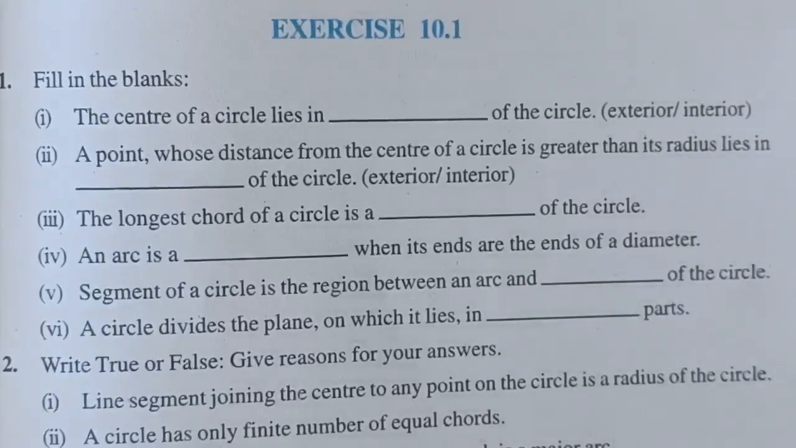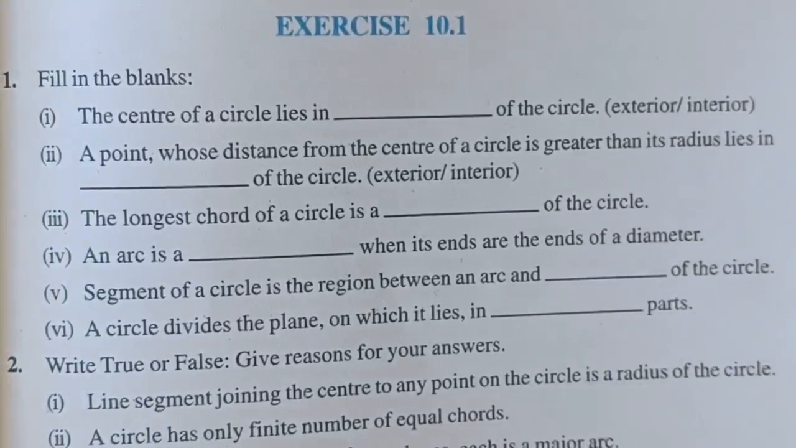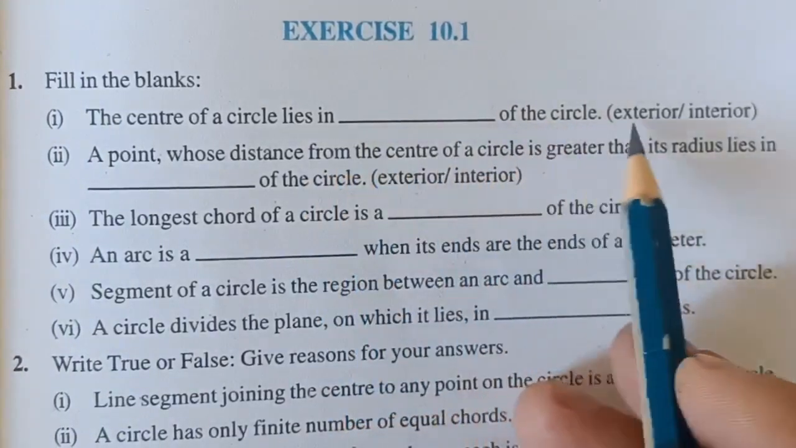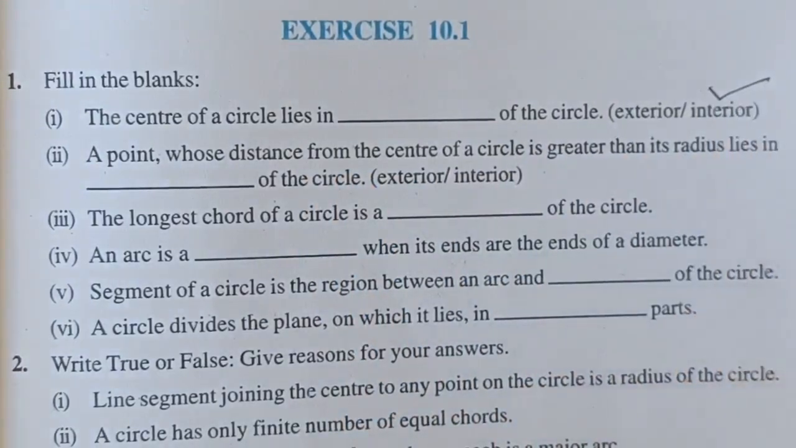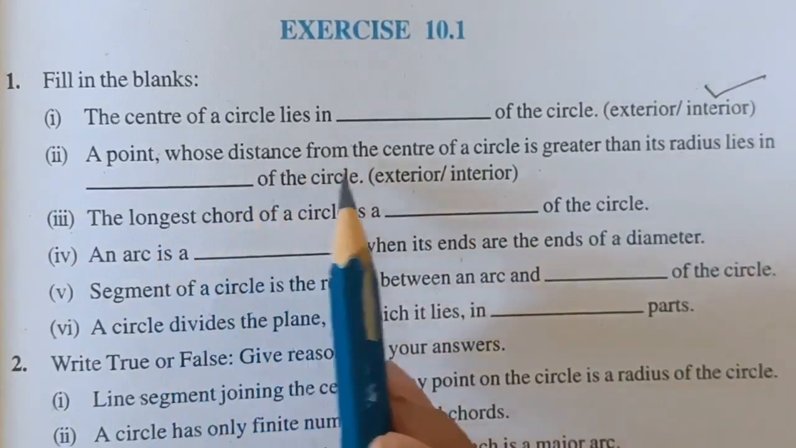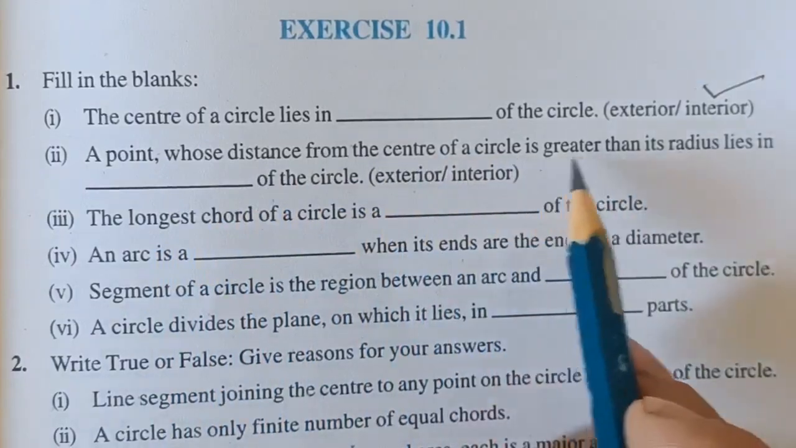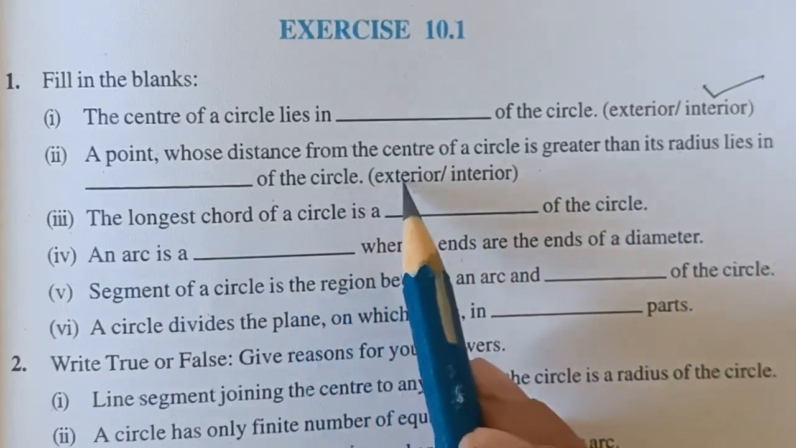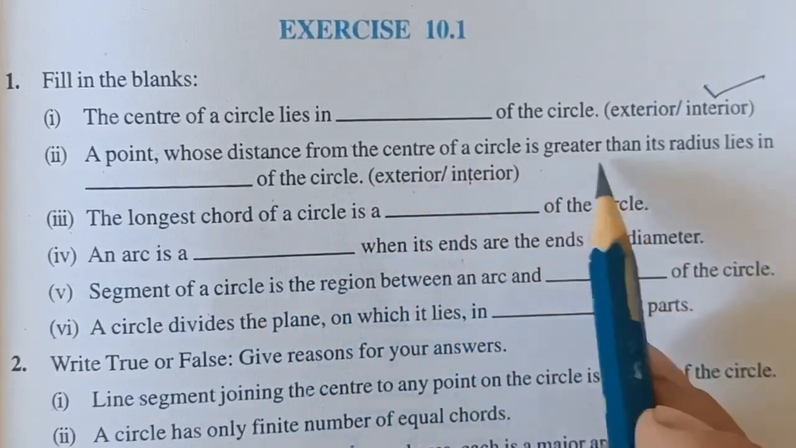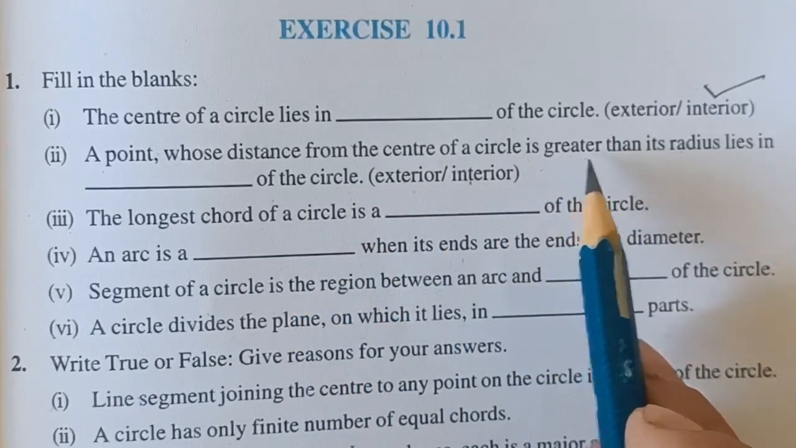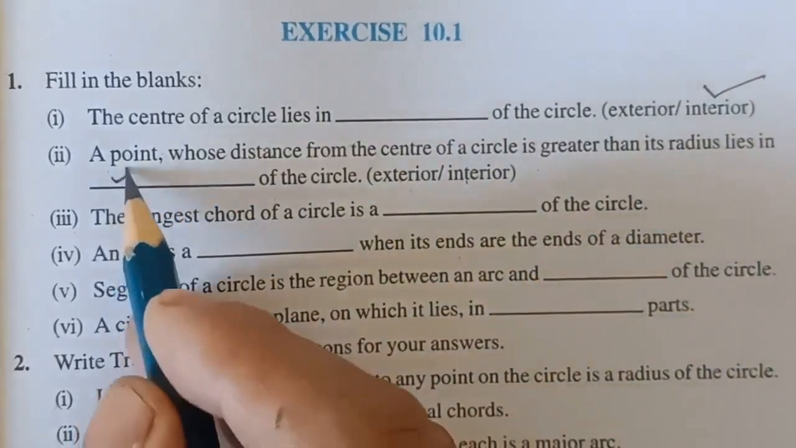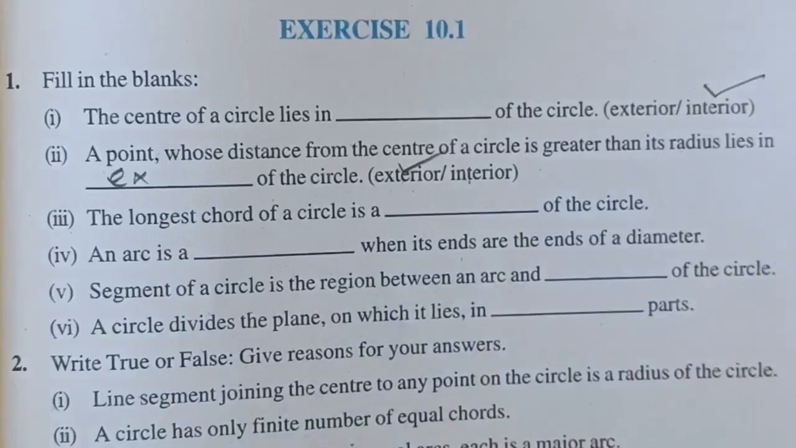Now let us solve questions from exercise 10.1. So the first question is fill in the blanks. Question number 1. The center of a circle lies in the blank of the circle, that is, this is the interior of the circle. A point whose distance from the center of a circle is greater than its radius lies in the exterior or interior of the circle. The point whose distance is greater than its radius will be outside of the circle, so this will be the exterior of the circle.